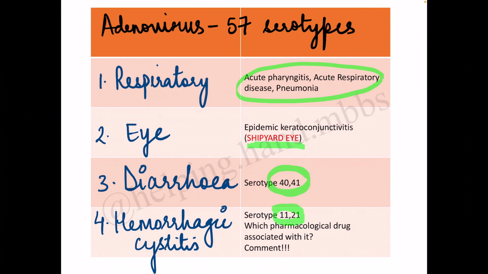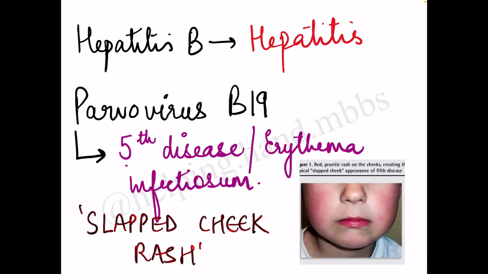You can see I have written a question in this particular cell, which pharmacological drug is associated with hemorrhagic cystitis. It is not related to microbiology. I've just written it to make the video interesting. It would be great if one of you can comment the answer, which particular drug in pharmacology is associated with hemorrhagic cystitis.